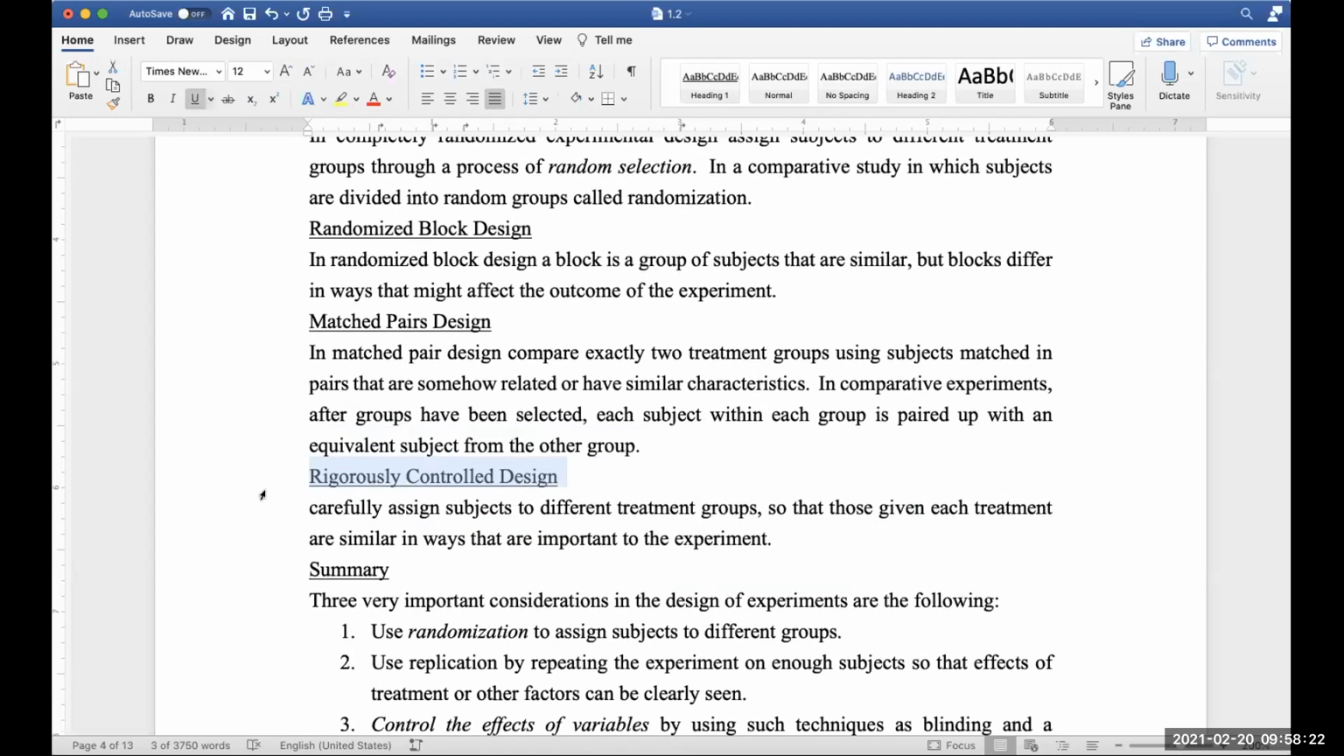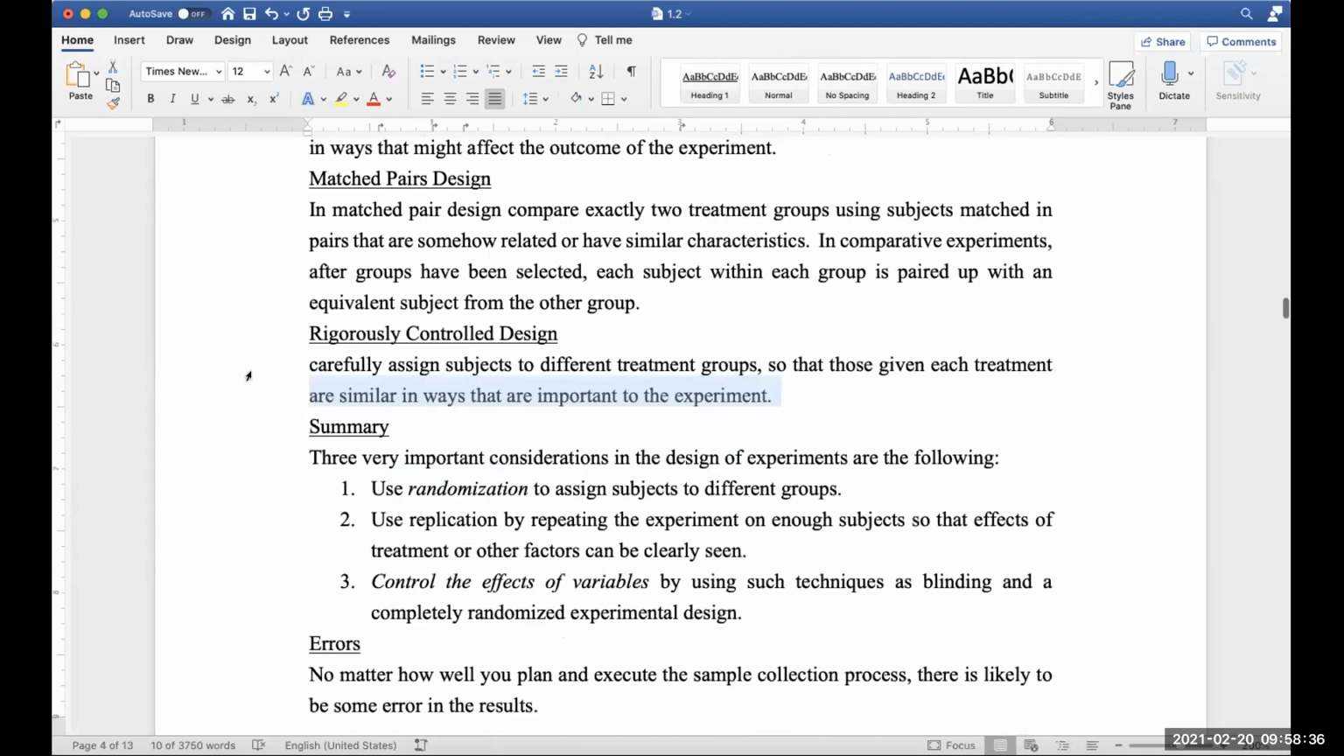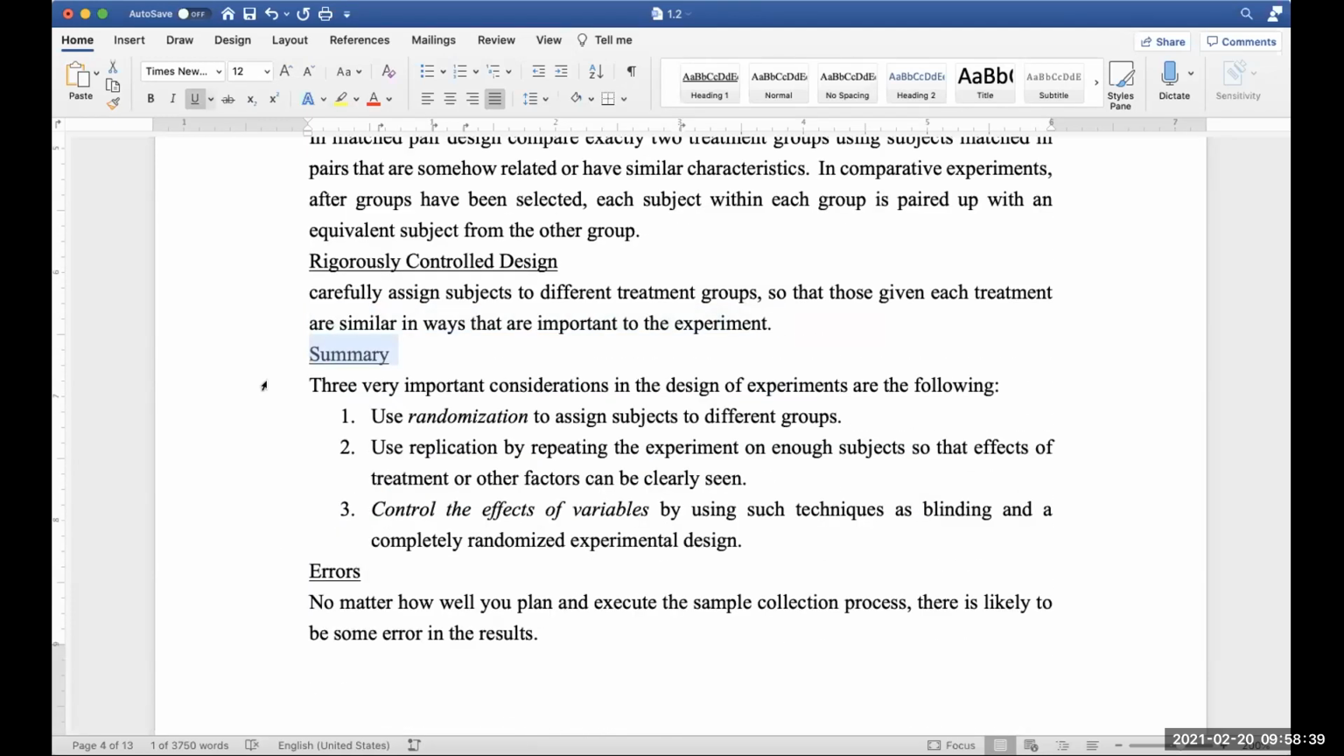So a rigorously controlled design carefully assigns subjects to different treatment groups so that each treatment group is similar in ways that are important to the experimenter. So, in summary, there are very important characteristics to consider in the design of experiments. One, you should use randomization to assign subjects to different groups.